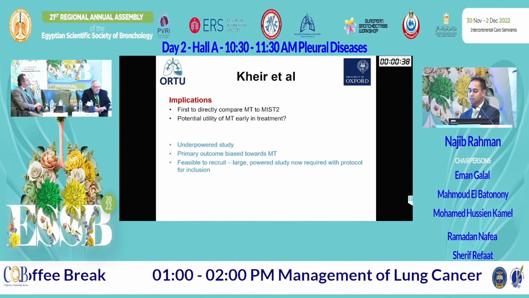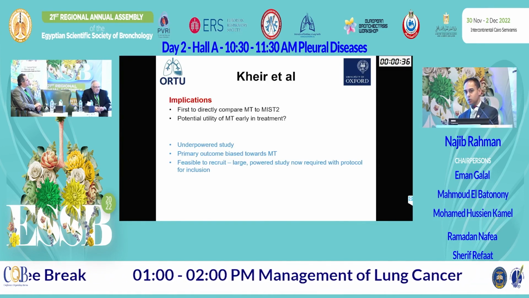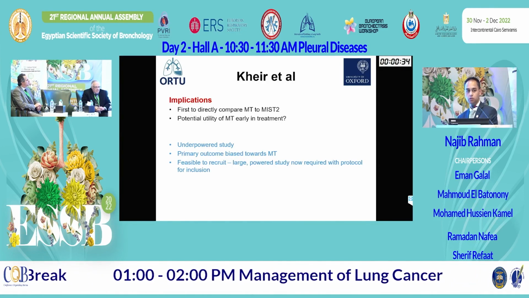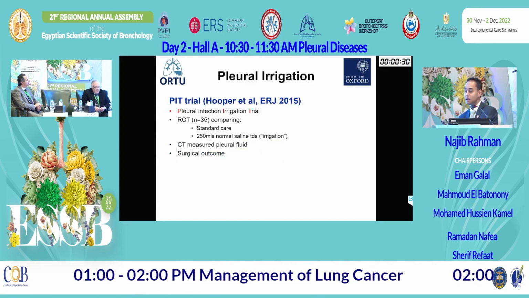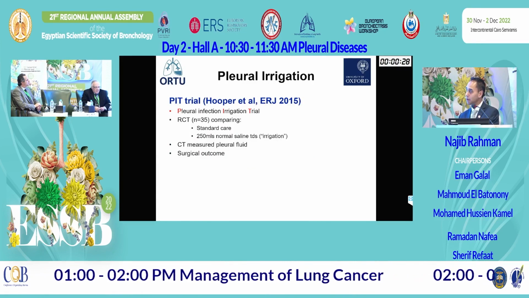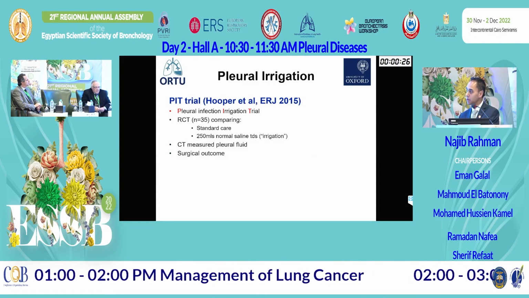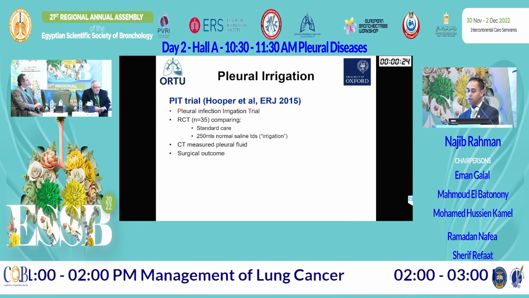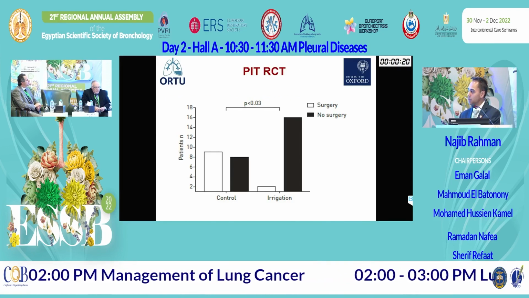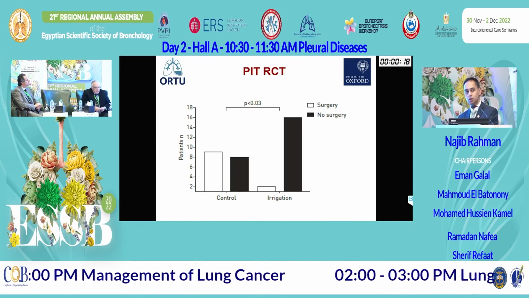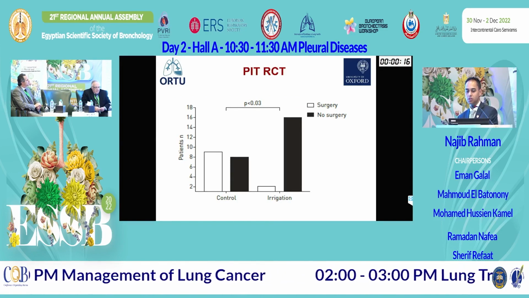And in fact, it was a very small study. So I'm not clear that we know medical thoracoscopy is better than MIST-2. If you don't have access to TPA DNase, you should think about large volume saline flushes, 250 mils normal saline 3 times a day. This trial by the Bristol group showed that it appeared to reduce the need for surgery by about 50%. So if we can't use MIST-2, we tend to use irrigation.